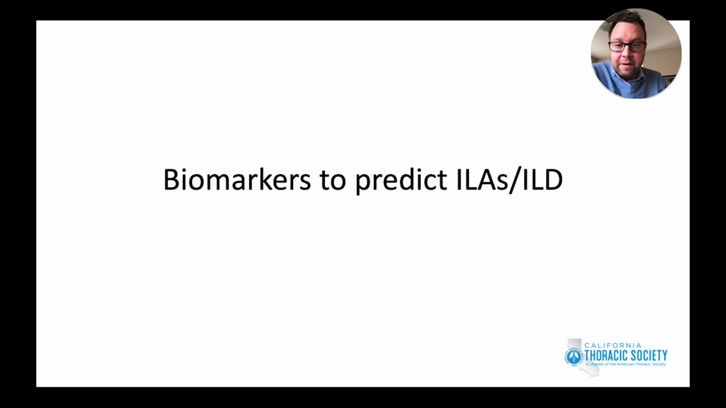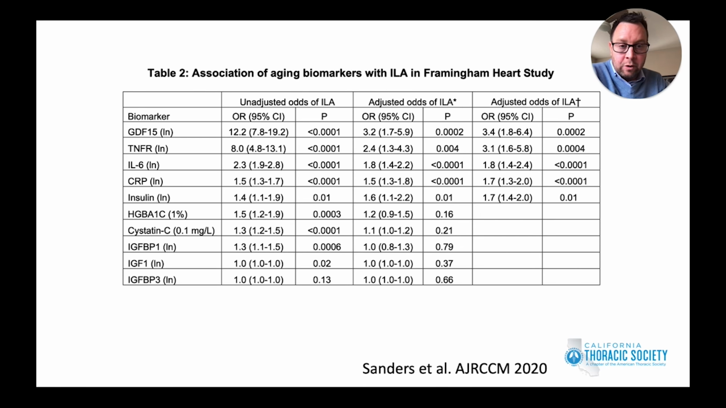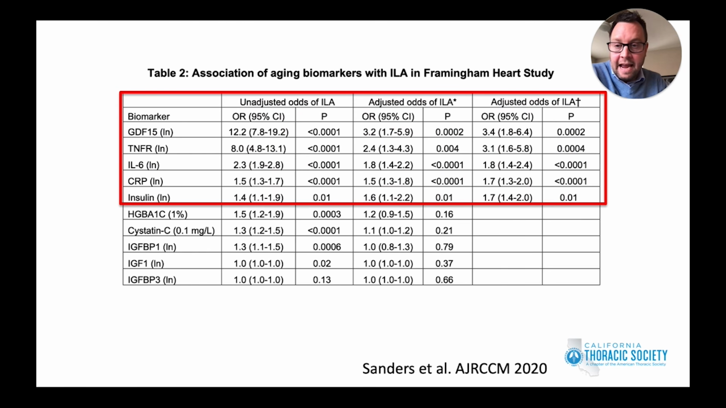Finally, I'm going to talk just briefly about biomarkers to predict ILAs and ILD. The Brigham group has done really nice work in this arena and just recently published a paper finding that a handful of different biomarkers, which are known biomarkers of biologic aging, are predictive of interstitial lung abnormality presence in these patients, namely GDF15, tumor necrosis factor receptor, IL-6, CRP, and insulin. And so this is really exciting work because it could indicate that we may, in the future, have a way of non-invasively screening for ILD without a CT, without a PFT, just getting a blood test and going from there. So this is very exciting.